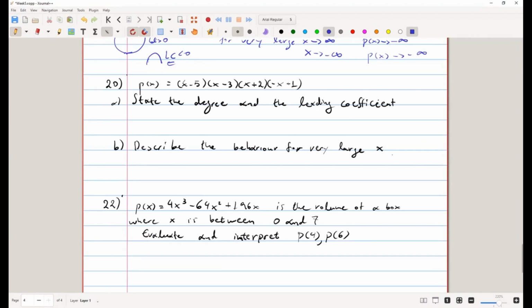So it'll be x times x times x times minus x. So the leading term will be minus x to the 4th. Now from this, I will find the degree and the leading coefficient. The degree, as we see, is equal to 4. And the leading coefficient, since we have a minus, is minus 1.